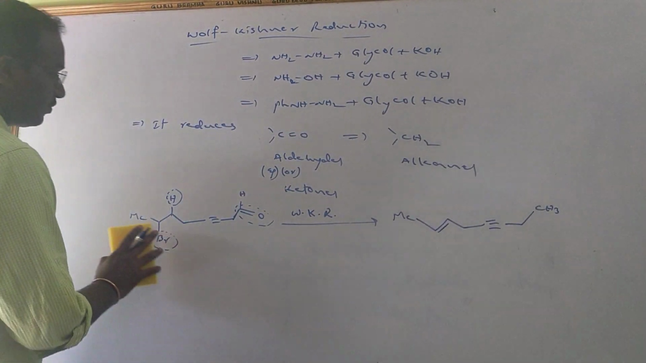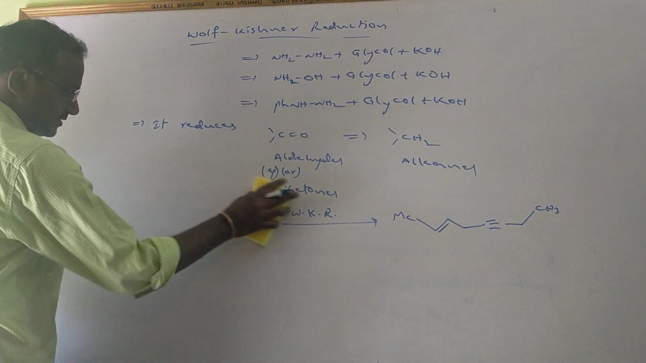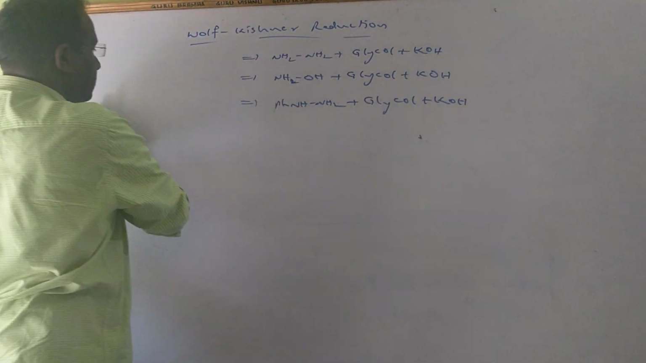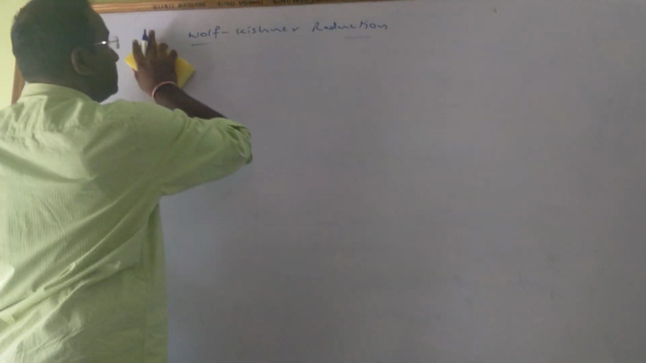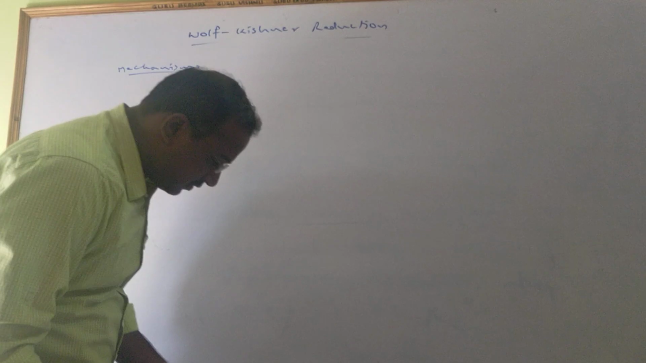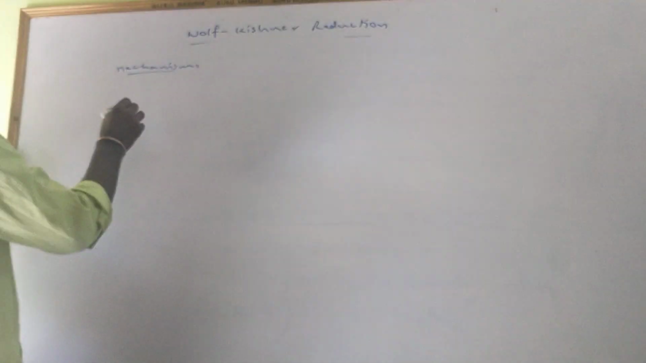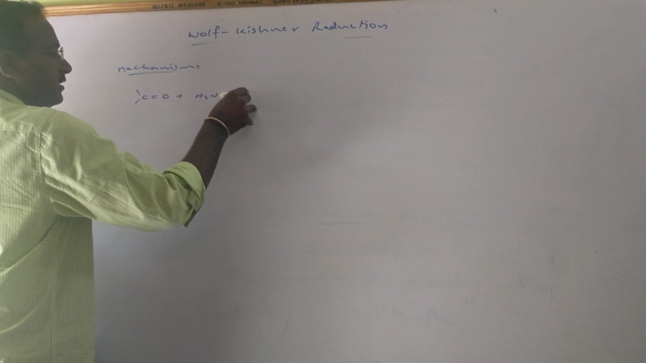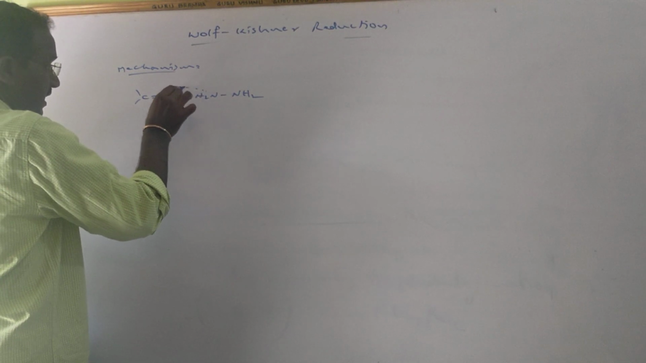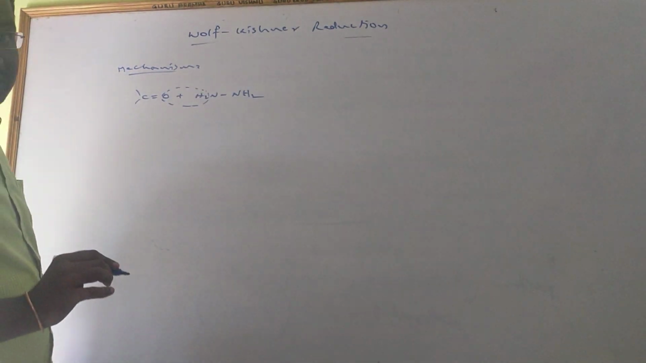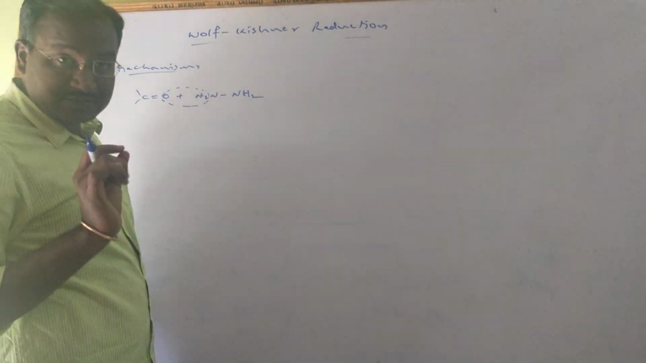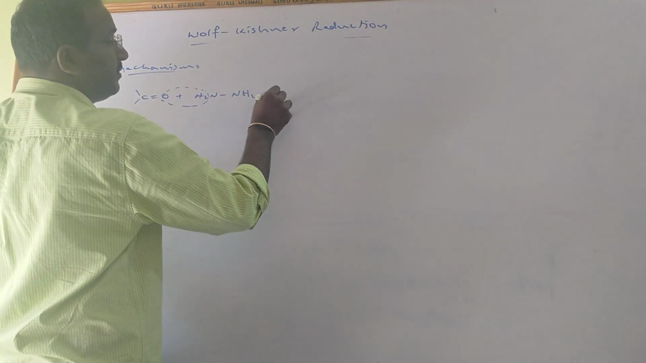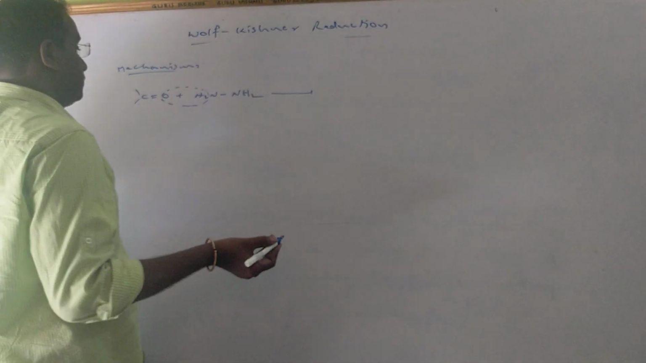And also, if you want to write the mechanism, let me discuss how the reaction takes place. I am writing the mechanism of Wolff-Kishner reduction. First, the carbonyl group, C double bond O group, combines with hydrazine in the presence of base. The loss of a water molecule takes place. The loss of the water molecule does not take place by elimination. It takes place by addition followed by elimination. Overall, we call it substitution.